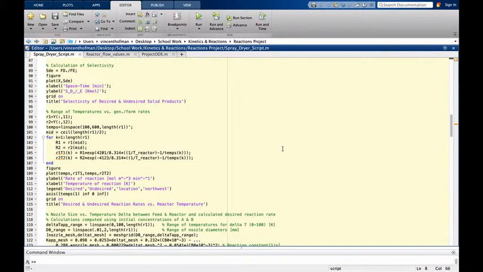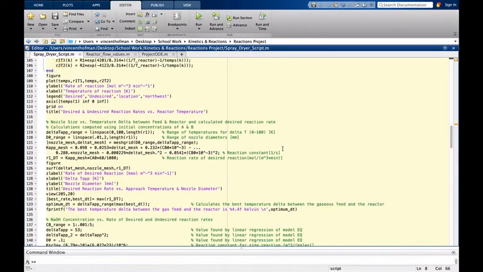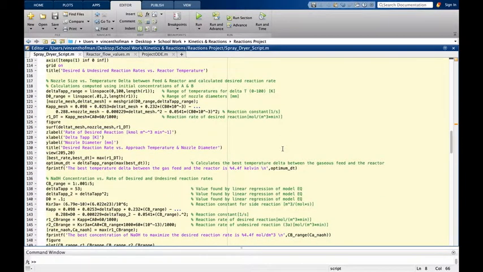The values of selectivity plotted in the third figure are calculated instantaneously from the vectors created in the ODE functions of the desired and undesired solids. The fourth figure was created by 2 ranges of independent variables, the approach temperature parameter and the nozzle diameter. These matrix calculations were plotted to create a 3D surface plot showing the optimum values for each variable.